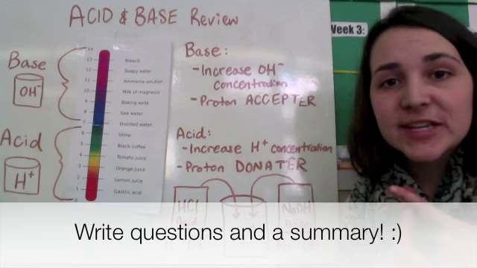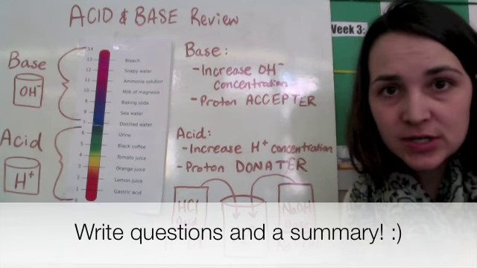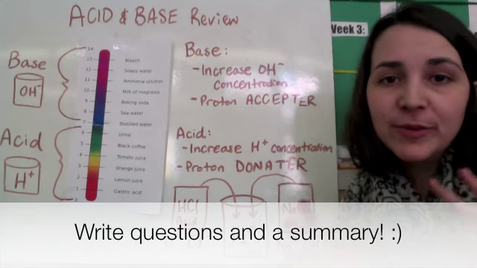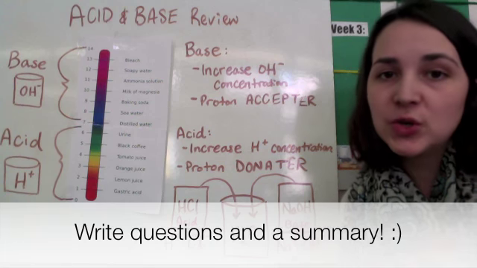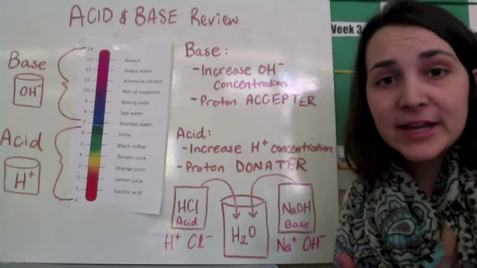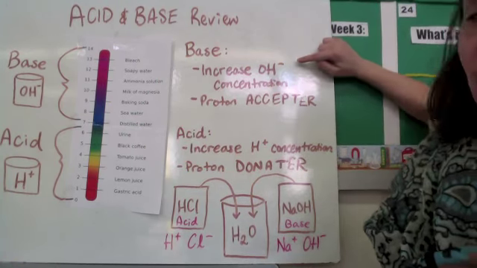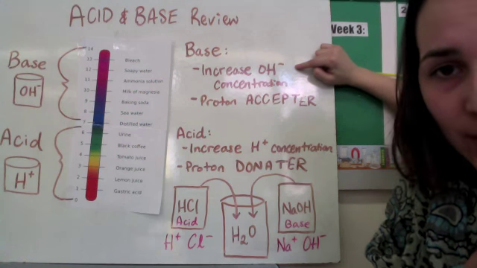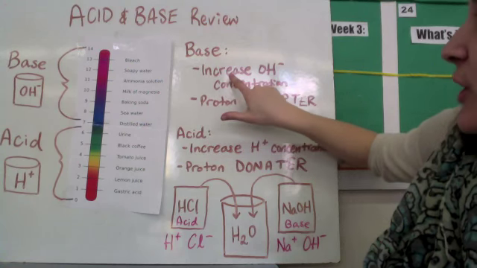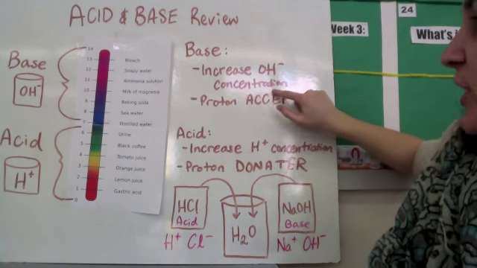One of these theories was focusing on concentration. The other theory was focusing on the movement of our hydrogen, which is also known as the movement of our proton. All right? So in our Arrhenius theory, we're looking at concentration. For a base, the Arrhenius theory is telling us that a base increases the OH concentration.